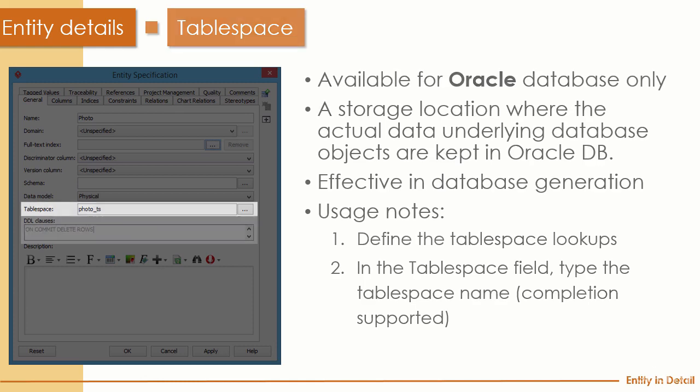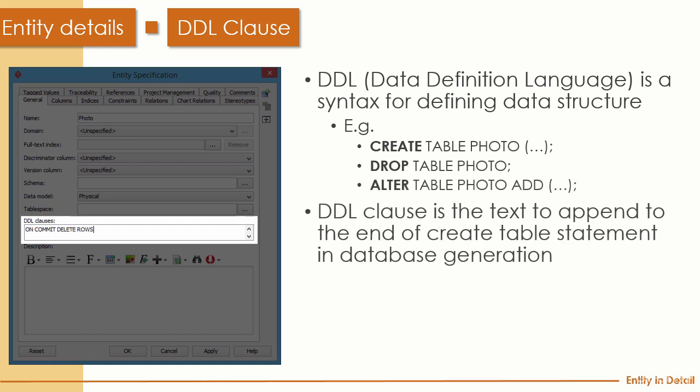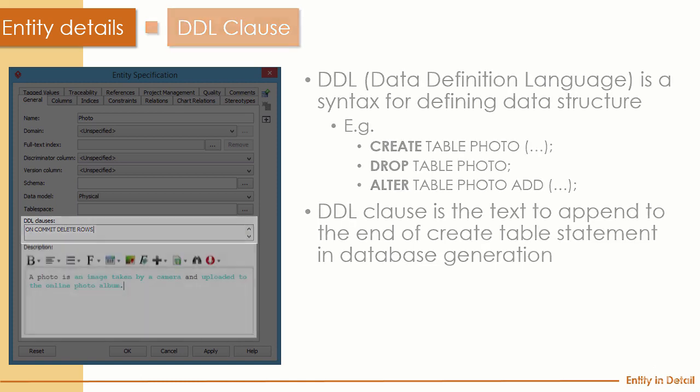And the DDL code. DDL is data definition language. It is the syntax for defining the data structure, like create table, drop table, alter table. The DDL code you define here will be appended to the end of the generated DDL statement when we generate the database. So you can write something like on commit delete rows, things like that. This is for a specific database. It is based on which database you use, so you need to write the correct syntax for it.